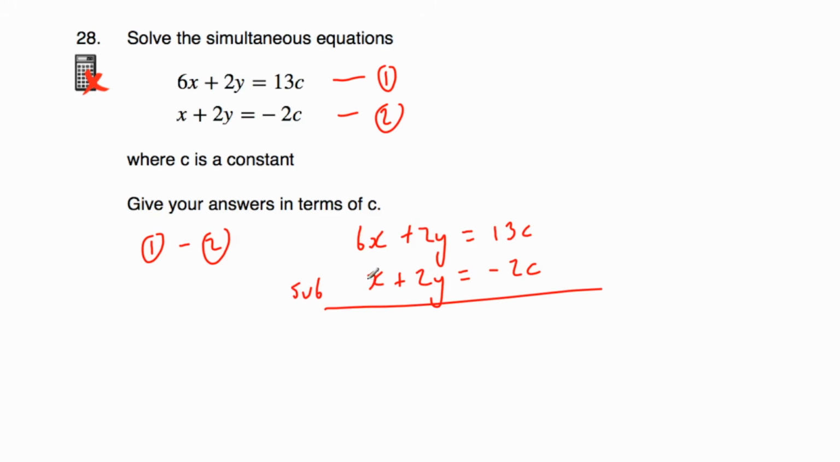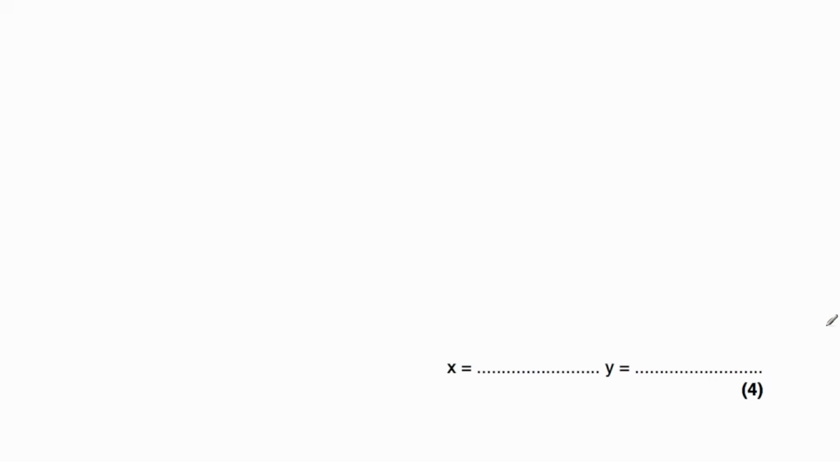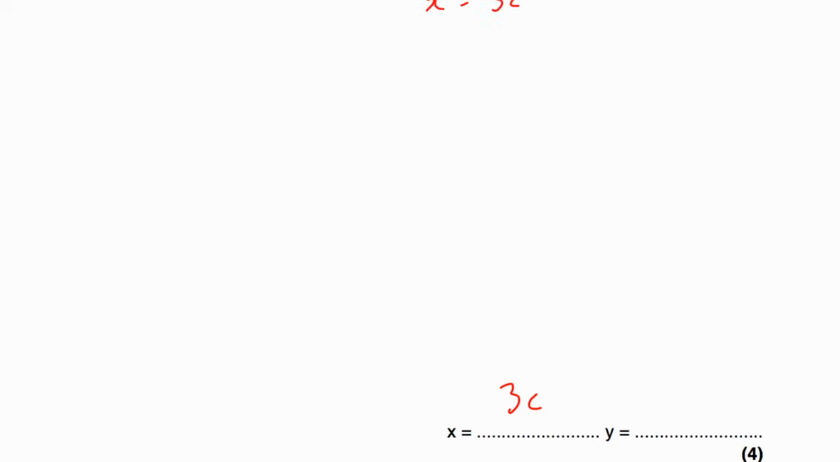So 6x take away 1x would be 5x. We've got 2y take away 2y, they cancel out, and then we've got 13c subtract negative 2c, so it's going to be 13c plus 2c, which is equal to 15c. So we've got 5x is equal to 15c. We don't want 5x, we just want to find x, so we're going to divide by 5 and divide by 5, and we're going to get that x is equal to 15c divided by 5. Well, 15 divided by 5 is 3, so this would be 3c. So that means that x should be equal to 3c, and we'll check that just to make sure it's right at the end.